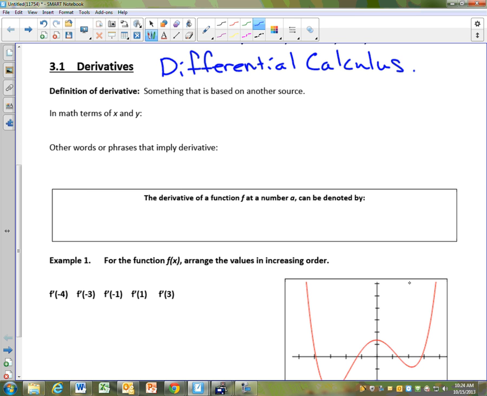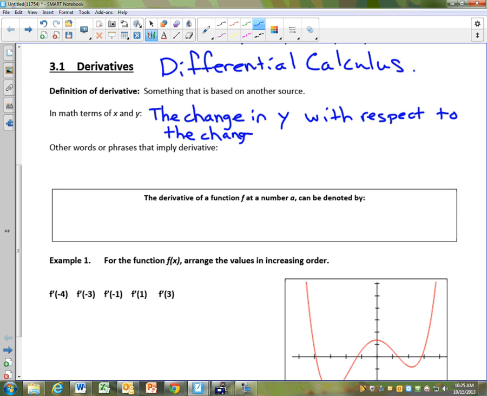So in terms of X and Y, here's how we talk about that. The change in Y with respect to the change in X. What does that sound like? Slope. Yeah, very good.